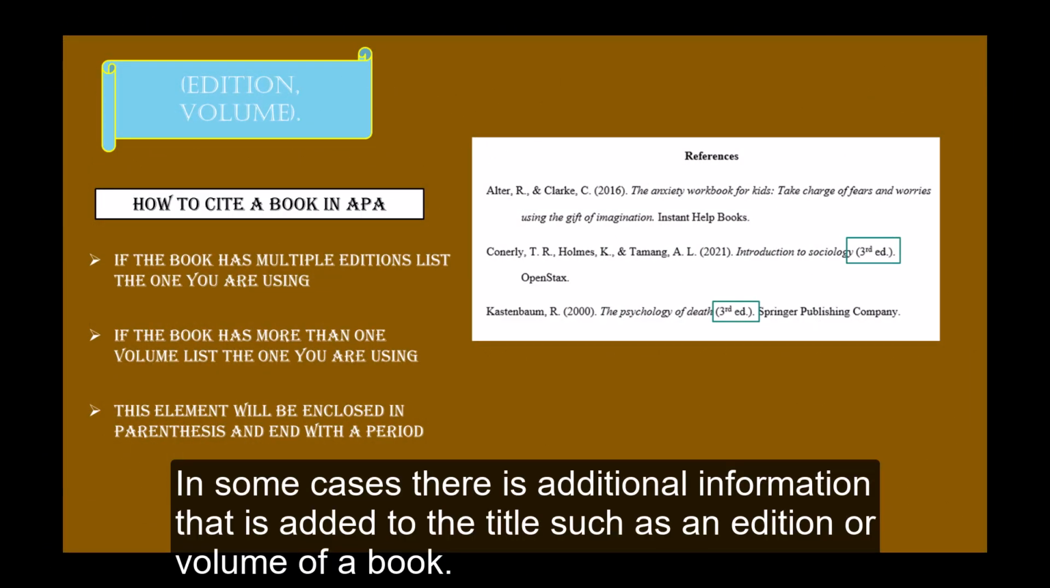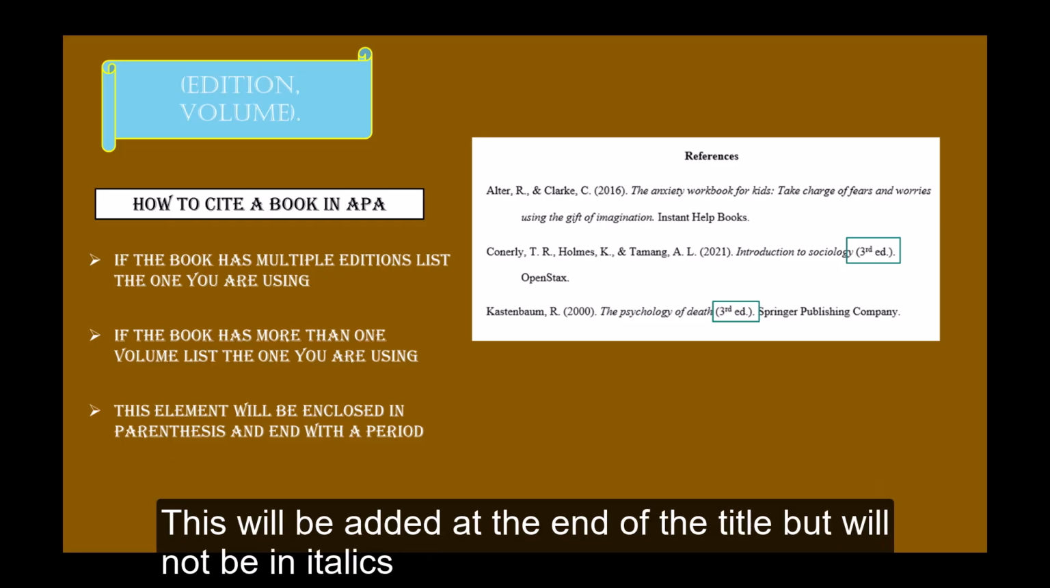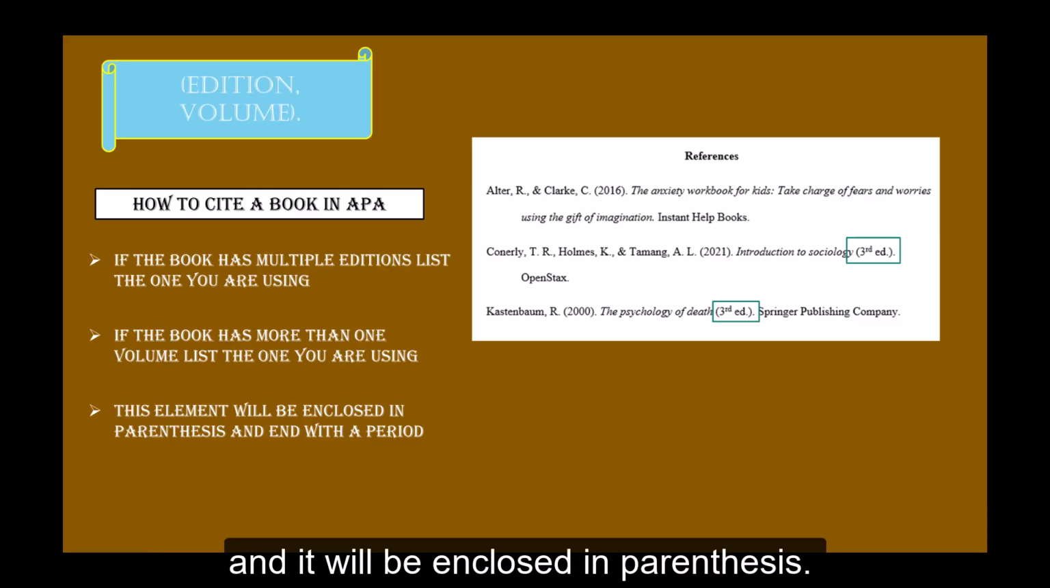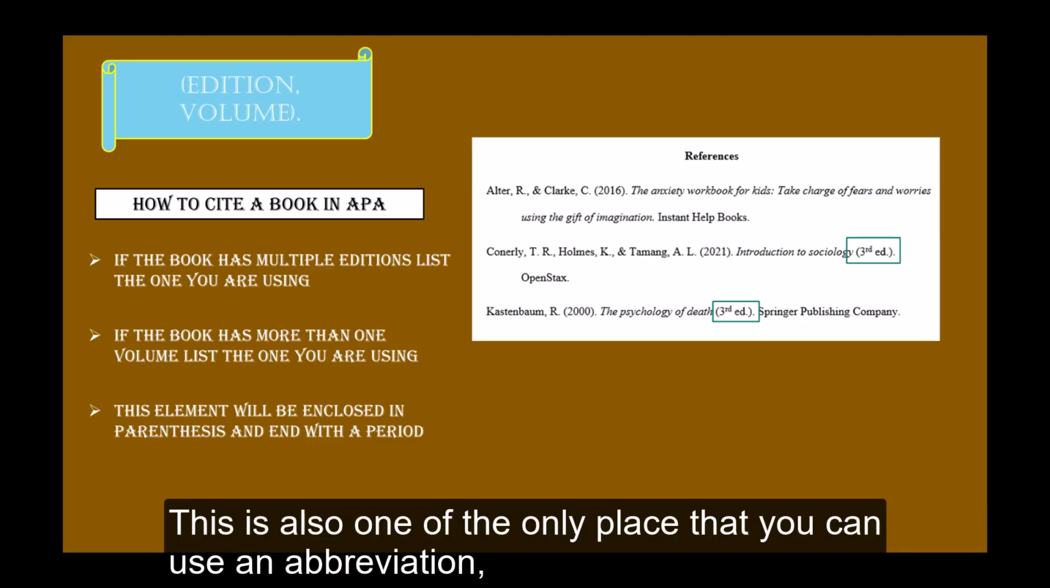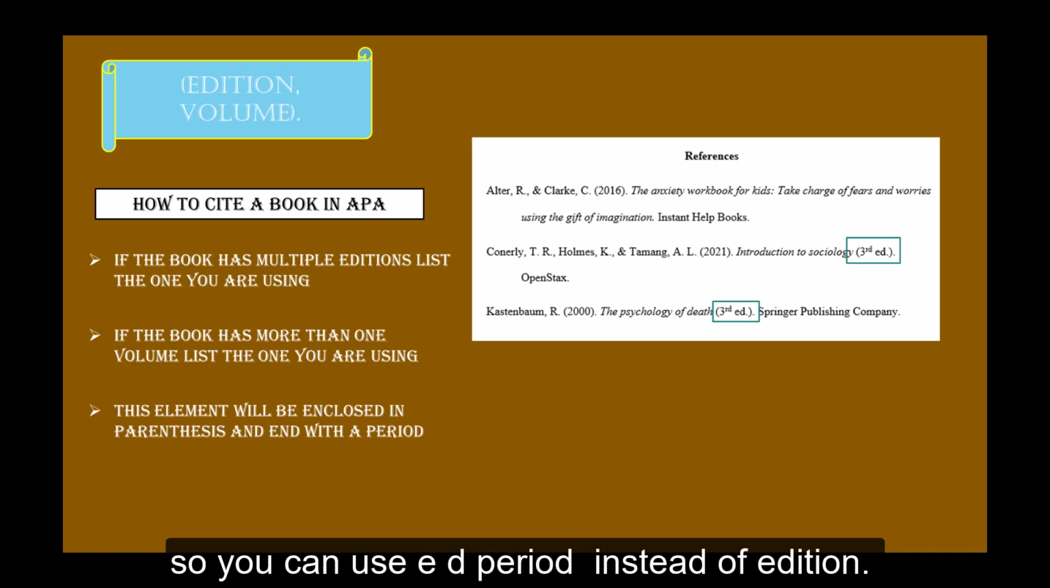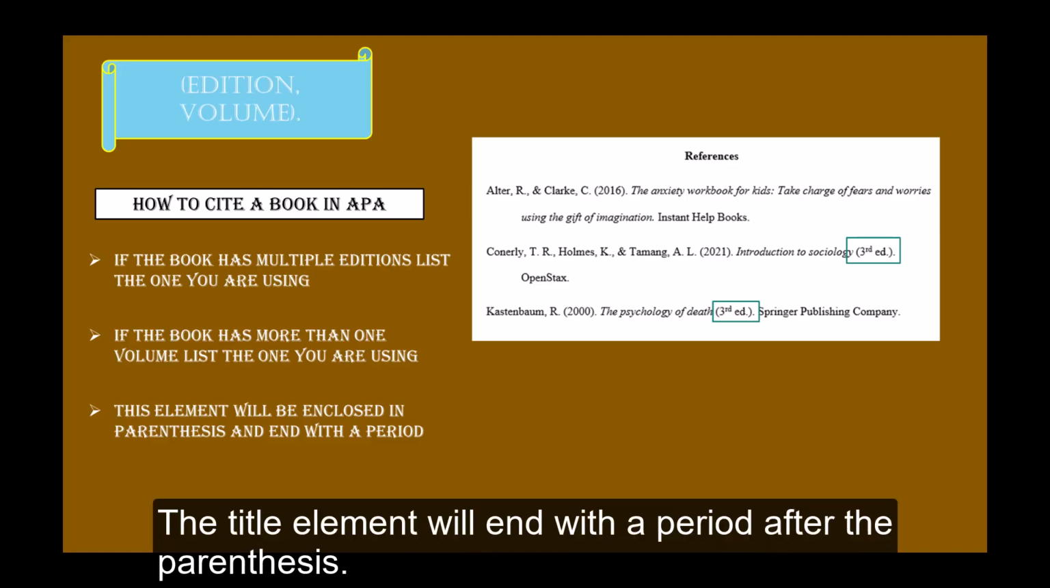In some cases, there is additional information that is added to the title, such as an edition or a volume of a book. This will be added at the end of the title, but will not be in italics, and it will be enclosed in parentheses. This is also the only place that you can use an abbreviation. So you can use ed. instead of edition. The title element will end with a period after the parentheses.